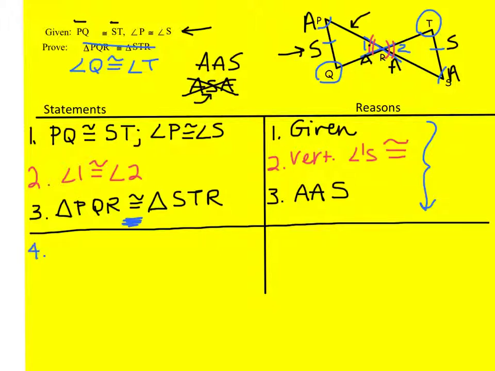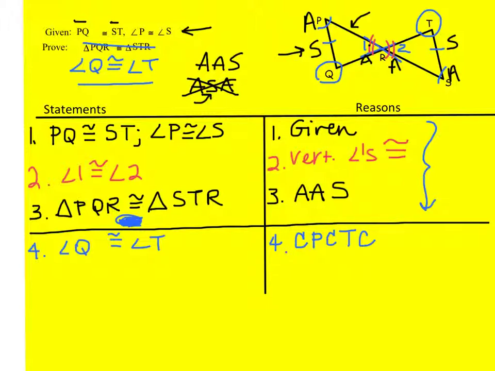And that's when CPCTC comes into play. I could now state that angle Q is congruent to angle T because corresponding parts of congruent triangles, and that's what we proved, we showed that these were congruent triangles, are congruent. So CPCTC is a way to extend our proofs and to do something a little more exciting than just proving the two triangles congruent. We are going to practice this in class tomorrow.